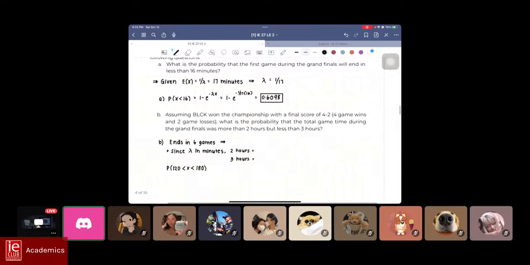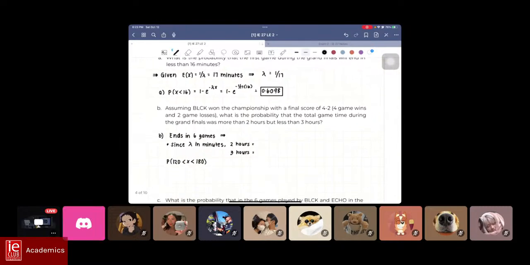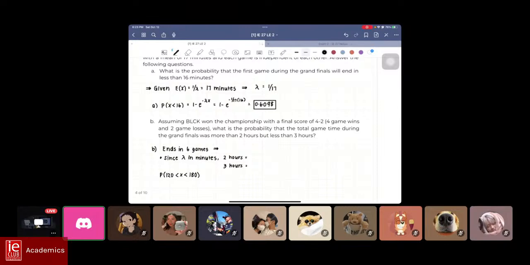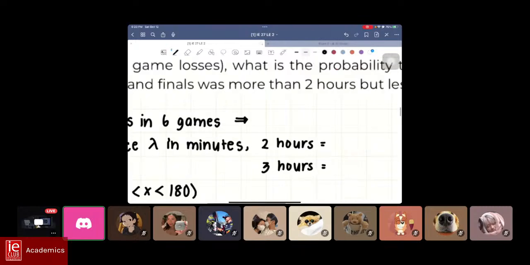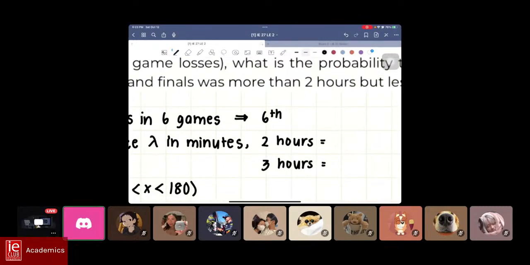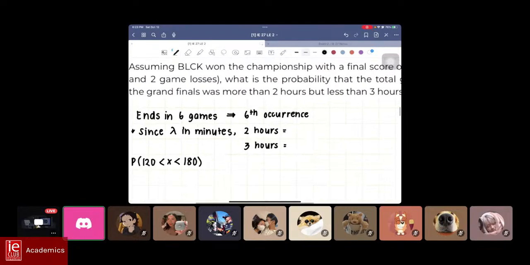Okay. And then for letter B, it says, assuming BLCK won the championship with a final score of 4-2, what is the probability that the total game time during the grand finals was more than 2 hours but less than 3 hours? So, for this naman, it says that they won the championship with a final score of 4-2. So that means that the whole game ended in 6 games. So, that means na the game ender was the 6th occurrence. Kasi by the time BLCK won their 4th game, the game ends na. Kasi they're crowned the champion na after 4 games.